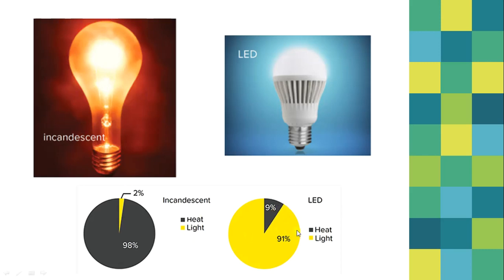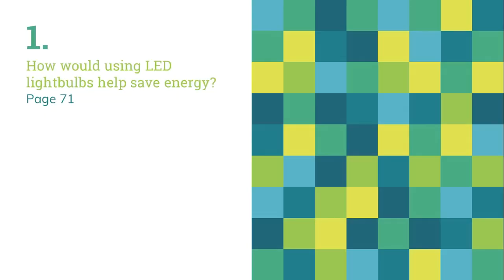On the other hand, we have the LED. From the energy that is being consumed, we have 91% of that energy being produced as light. That's basically what we want from a light bulb. And only 9% as heat. So very little energy is lost in this process.